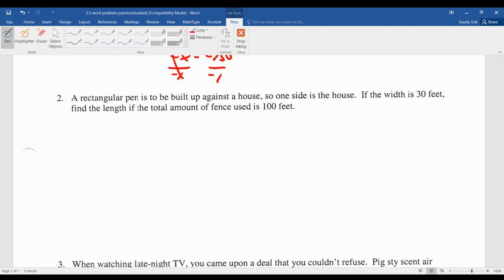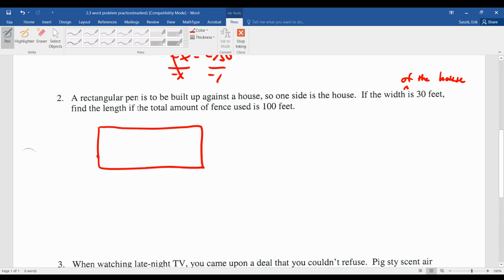A rectangular pen is built up against the house, so one side is the house. Let's go ahead and say if the width of the house is 30 feet, find the total length of the fence used. So let's say that this is the house, so you don't need a fence there, and that's 30. So that means this is 30 as well, right? Because it's a rectangle. Opposite sides have to be the same.